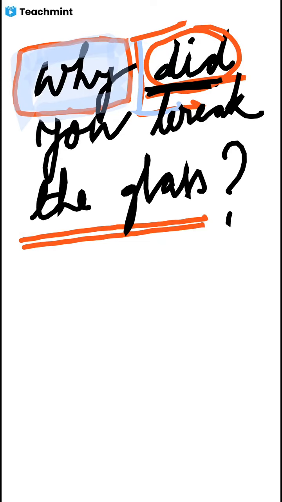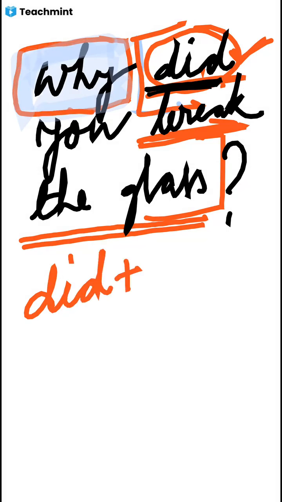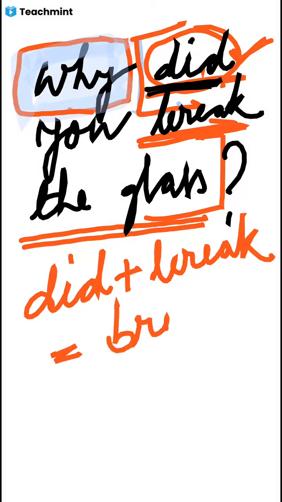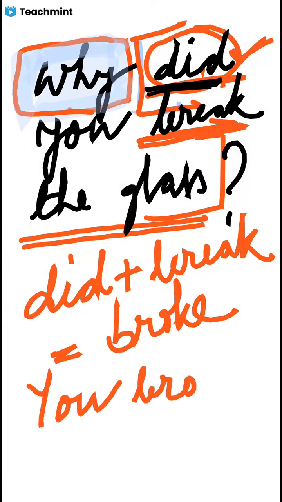Why have we ignored "did you break the glass?" Now, if this is not an interrogative sentence, we don't require this "did." So where does this "did" come from here? You broke the glass. From the main verb "break," the "did" has been extracted. So did plus break will become what? Broke. Very good. Did plus break will become broke. So actually the sentence will now become: you broke the glass.